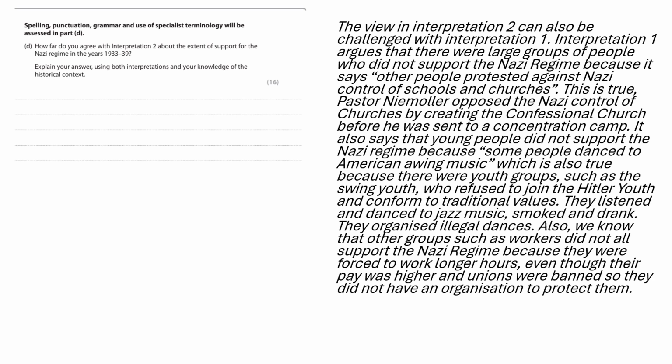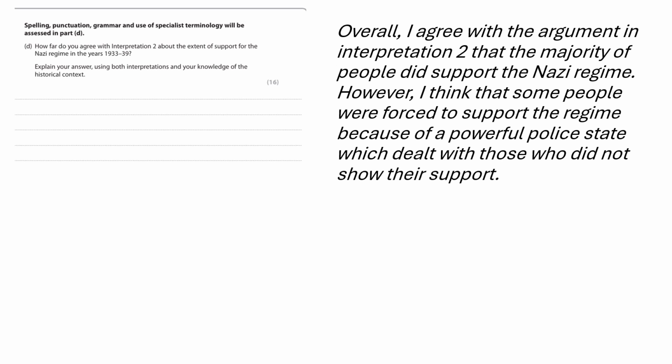And once you've done that, you then move on to a conclusion. The third section of your answer is a conclusion: "Overall, I agree with the views in interpretation 2," giving those reasons why, so summarising your overall view. So question 3D has 3 sections. The first section is on the interpretation of the question, which is interpretation 2. The second section counters the argument using interpretation 1, and then your third section is an overall conclusion.